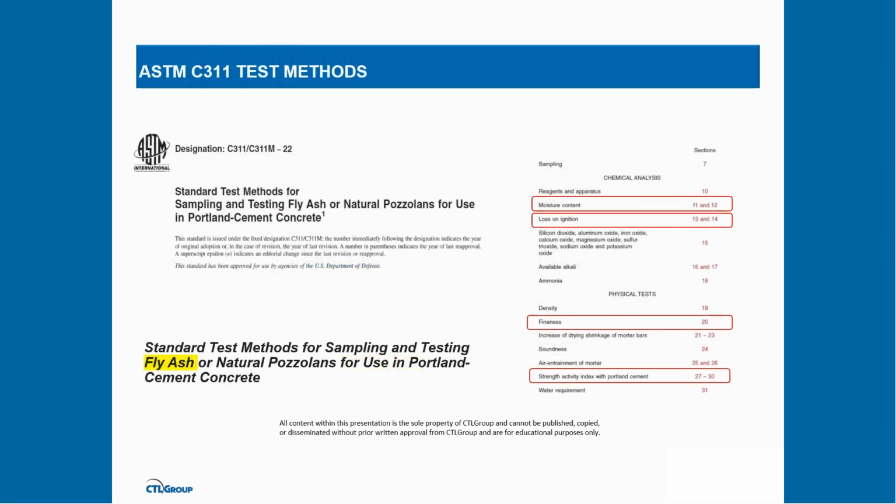In the previous slide, we saw ASTM C618, and that's a specification. All the test methods that are mentioned in ASTM C618, most of them are covered in ASTM C311. Some of these properties are highlighted, which will be important for fly ash, and also important for the harvested ash, which we will be seeing in the coming slides.